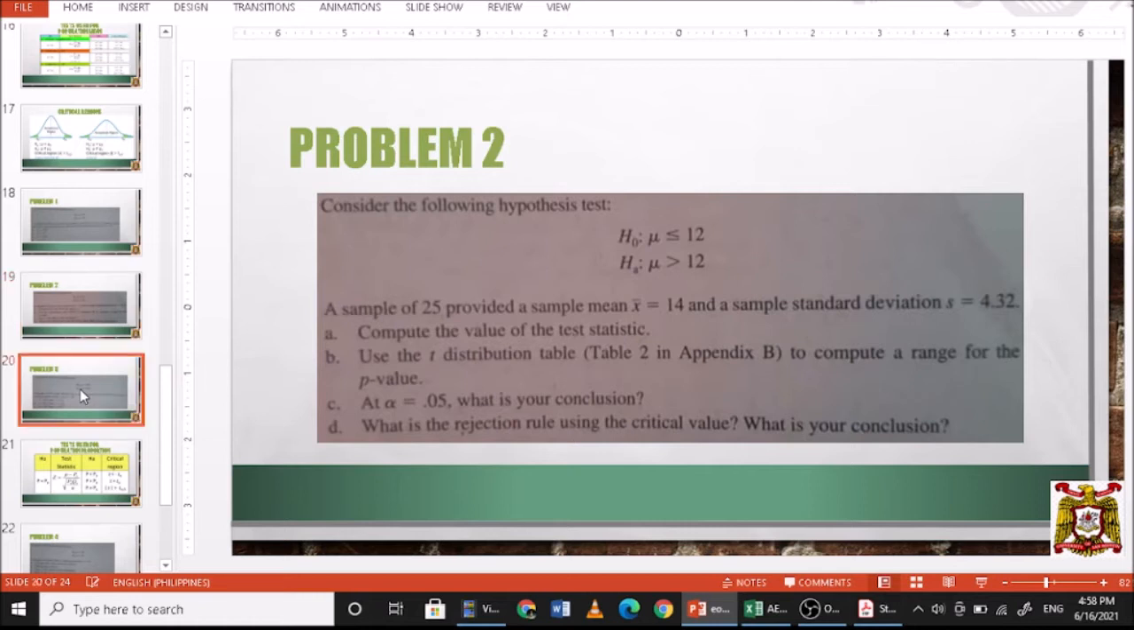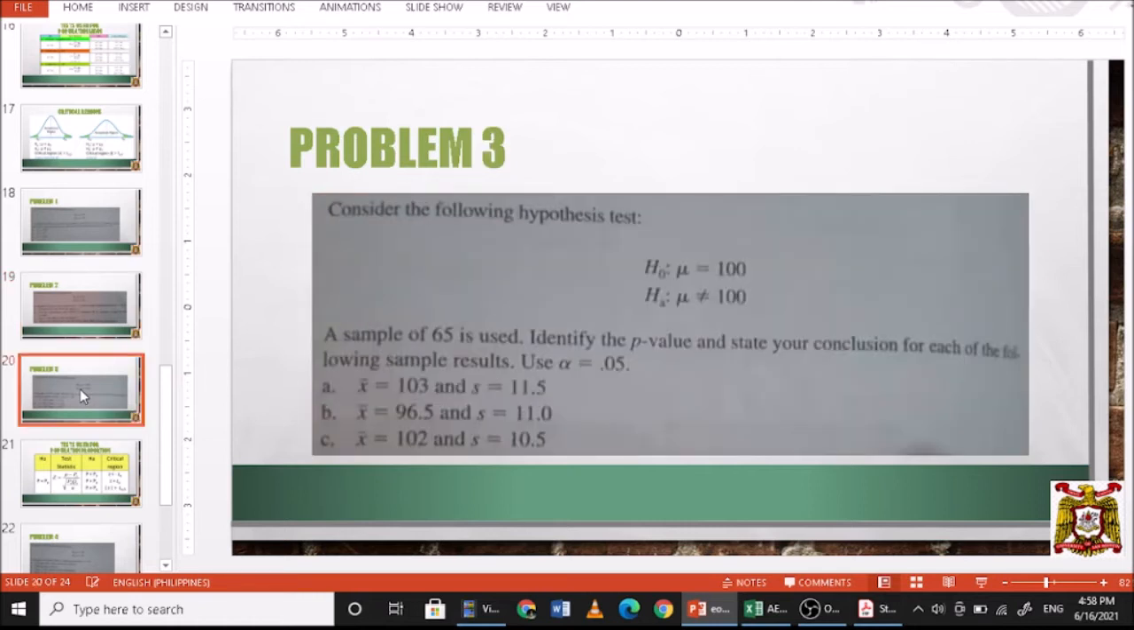And now let's proceed to problem 3. Consider the following hypothesis test. The null hypothesis is mu equals 100, and our alternative hypothesis is that the mean is not equal to 100. A sample of 65 is used. Identify the p-value and state your conclusion for each of the following sample results. Use alpha equals 0.05. The first one is the sample mean equals 103 and the sample standard deviation is 11.5.